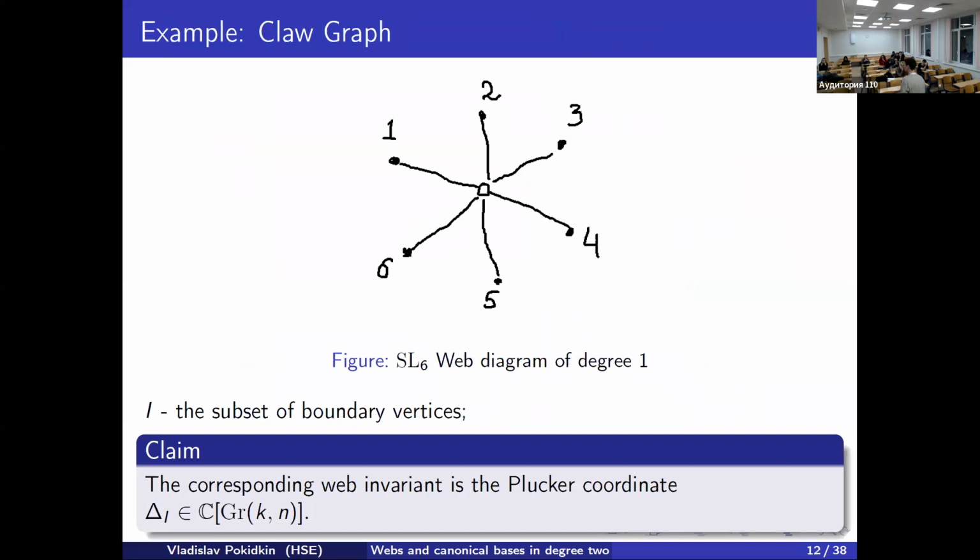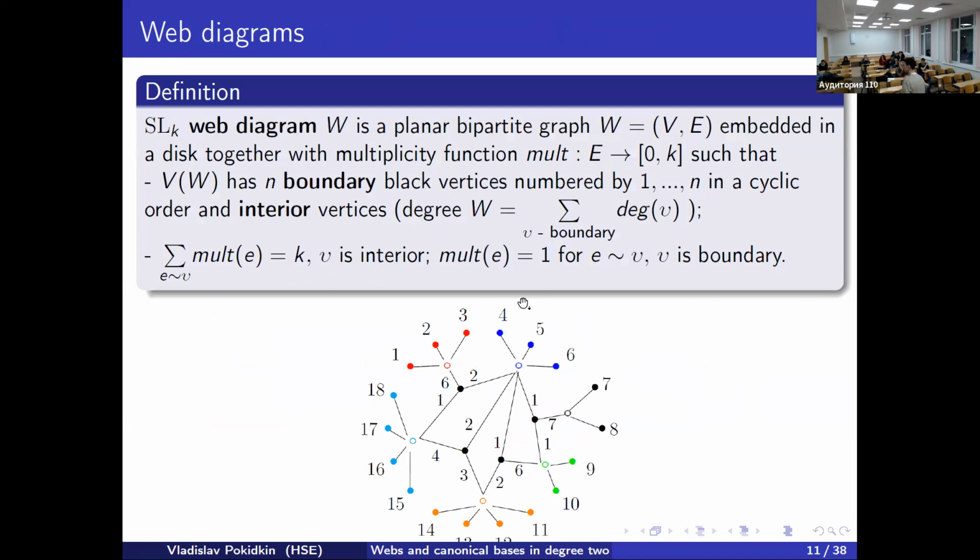How do we get the weight of the edges, or the weight of a node? Which weight? On the edges, the multiplicity of the node. For example, here we have weight 2. How do we know? We just choose it as we want. It's a web diagram, it has a structure, a diagram together with this multiplicity function. All the boundary edges have weight 1, but internal edges can be arbitrarily prescribed a weight.